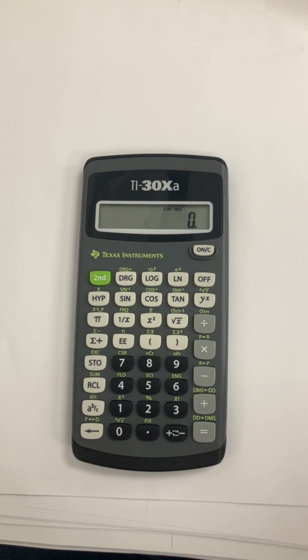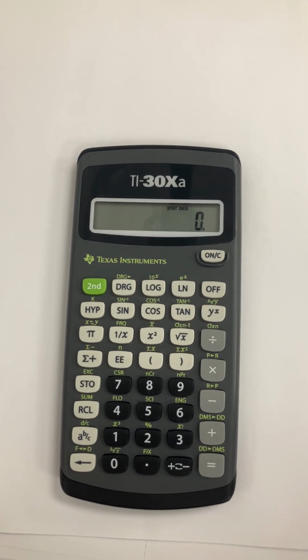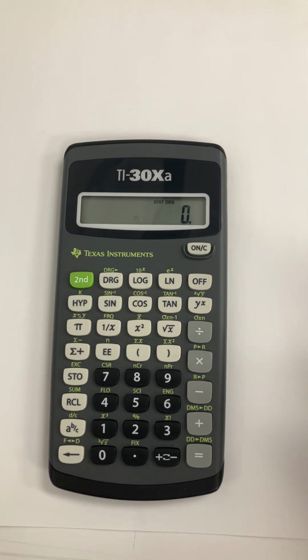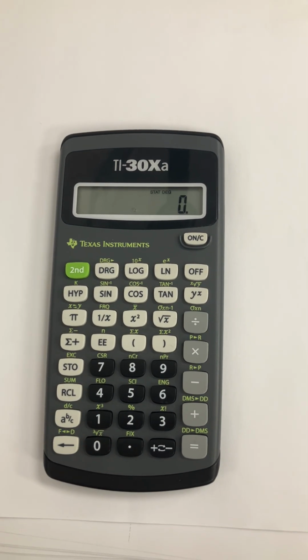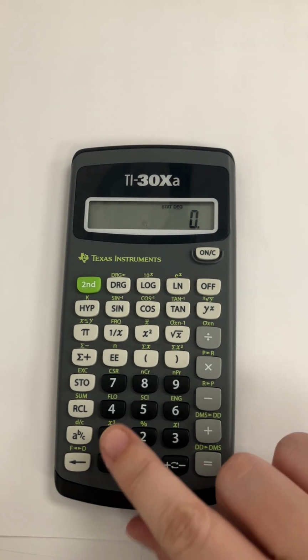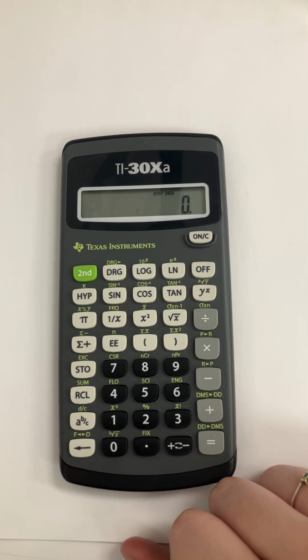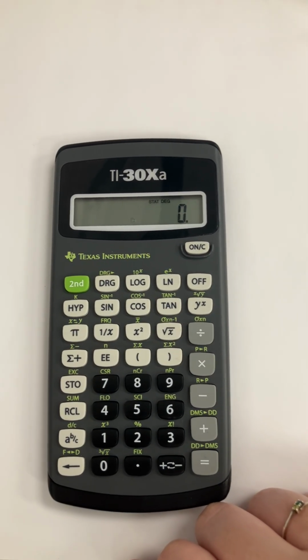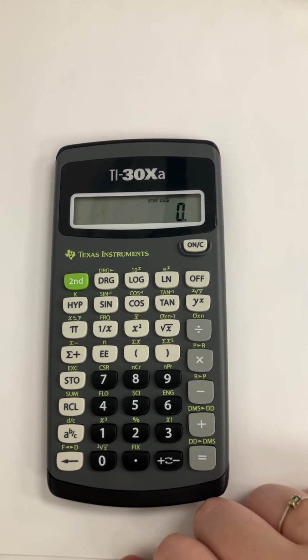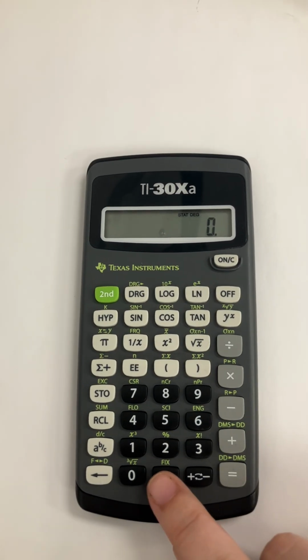Okay, so this is how to use your TI-30XA calculator, okay? Oftentimes we use our calculator for the small operations that we just can't do in our head, but sometimes we have to use our calculator to do things like fractions and decimals. So if you're not familiar with it, your decimal point is here.